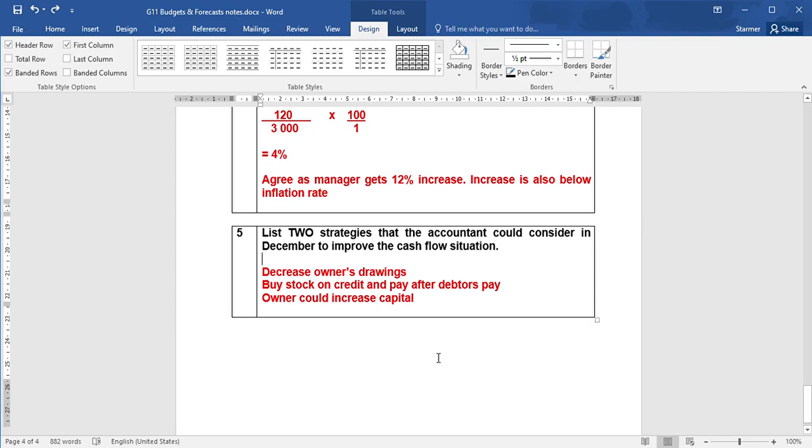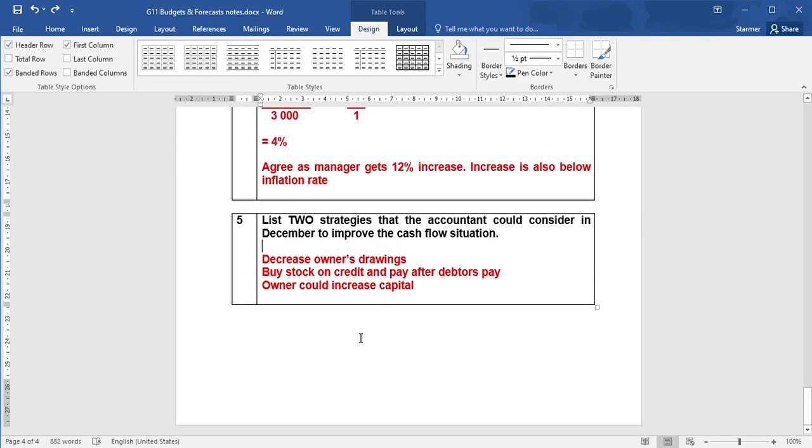Okay, so that's just a worked example on cash budgets. I'm going to do an additional video, which is another activity on cash budgets.